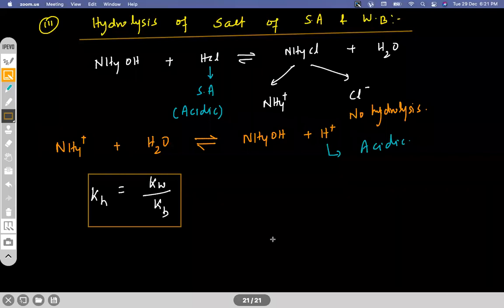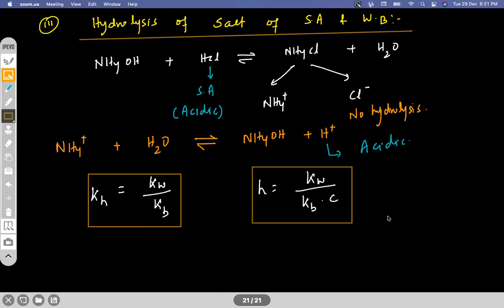So KH is equal to KW by KB. If you write down the formula of h, the degree of hydrolysis, what would that be? It is again KW by, instead of Ka, we'll write KB into C. Right, this is the formula of h. It will be the root of it. So h is this root. You just need to substitute the weak part here: we have a weak base, so instead of Ka, we'll have Kb.